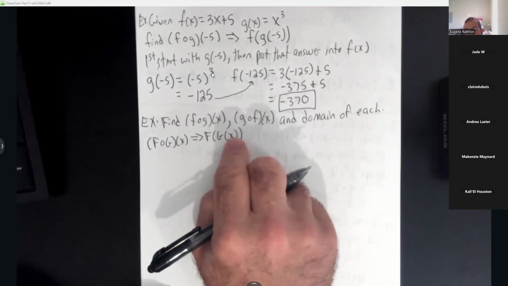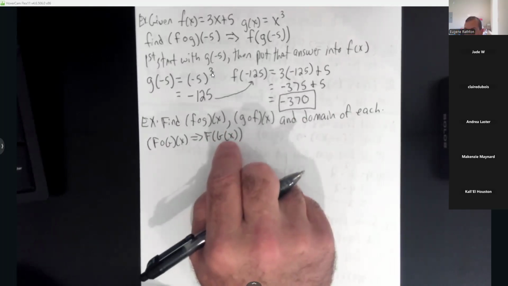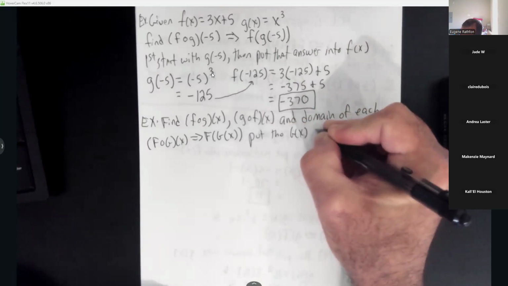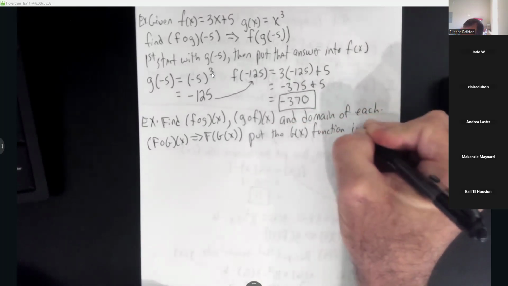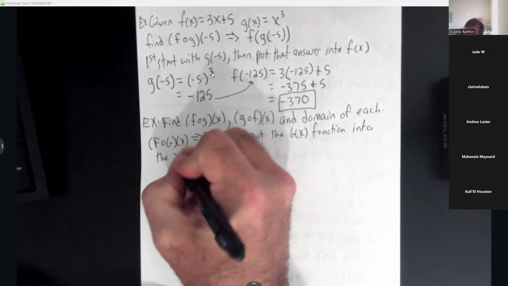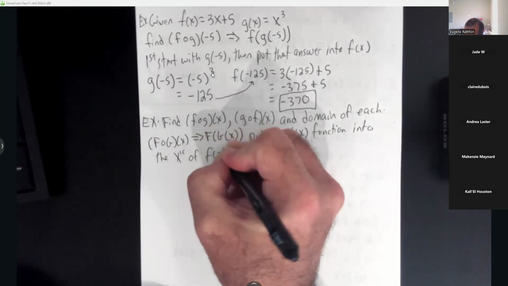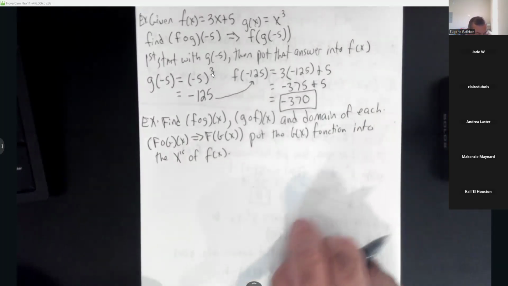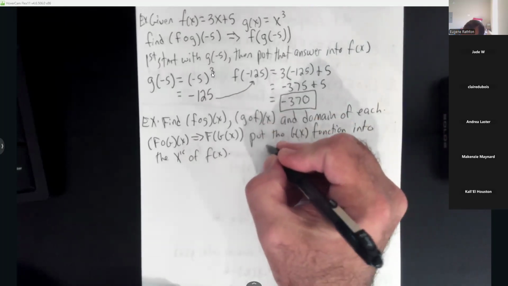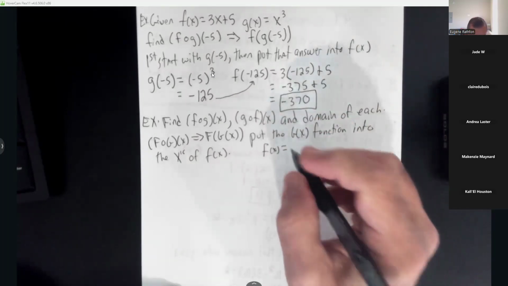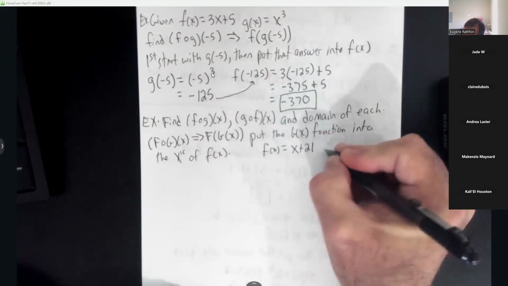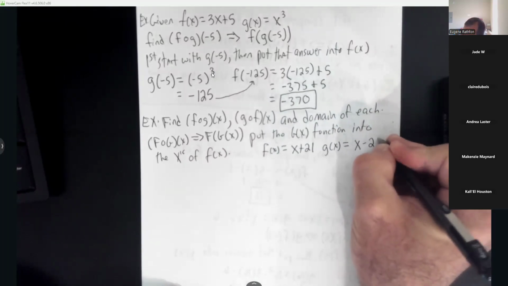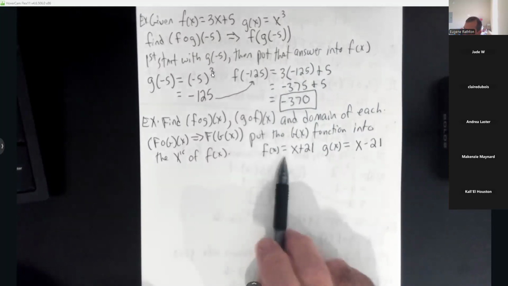Now, since I don't have a number for this one to do g of x with, what I'm going to do on this problem is I'm going to put the g of x function into the x's of f of x. Okay? Oh, y'all, I need my two functions, don't I? So let me write them down. f of x equals x plus 21. g of x equals x minus 21. All right, so there's my f and there's my g.